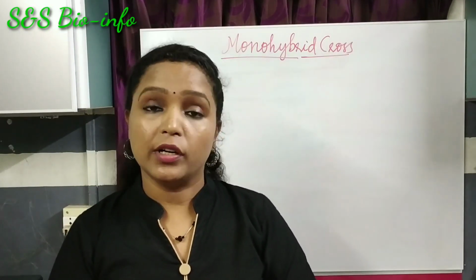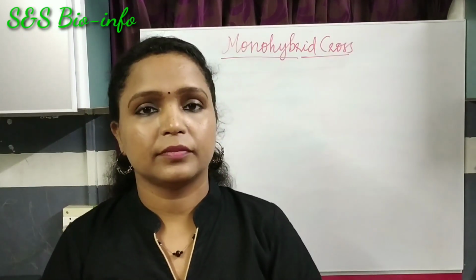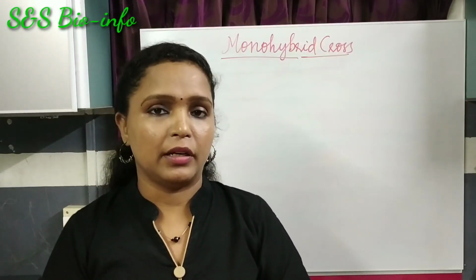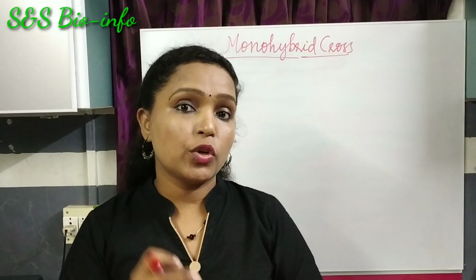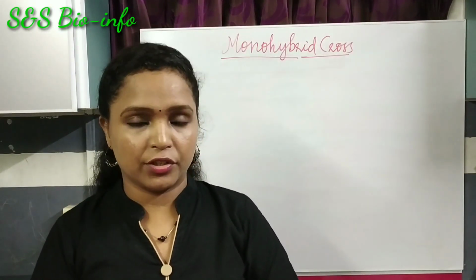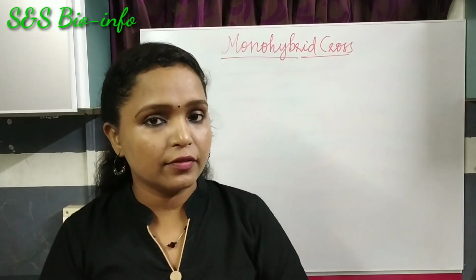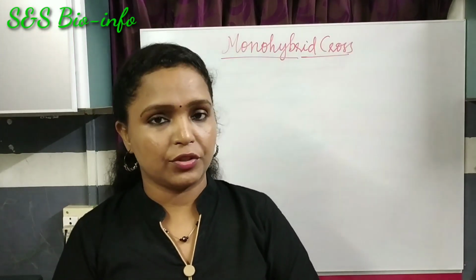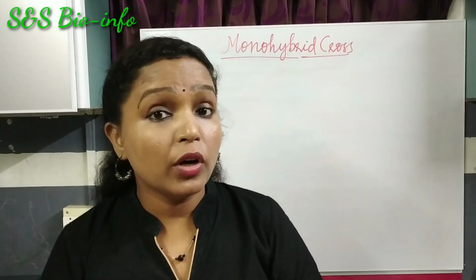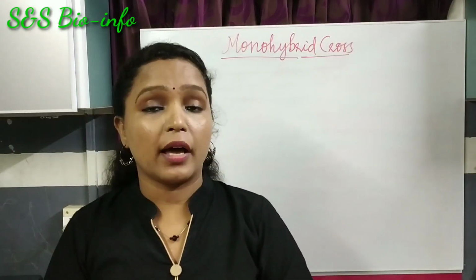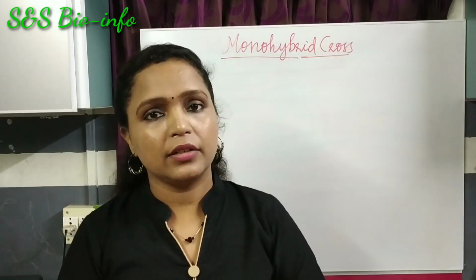Now let's learn what is monohybrid cross. There were 2 phases in the experiments of Gregor Mendel. They were cross-pollination and self-pollination. The first phase involved cross-pollination and the second phase involved self-pollination. Monohybrid cross is a genetic cross in which 2 parents are crossed with 1 pair of contrasting traits.